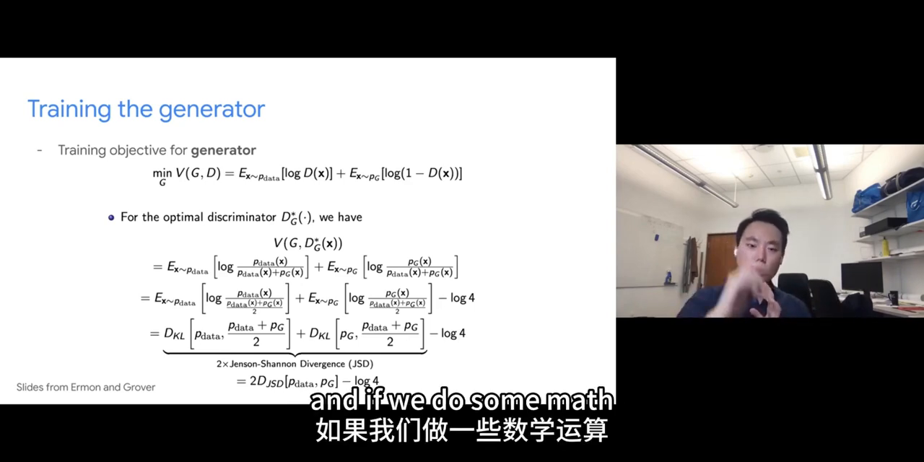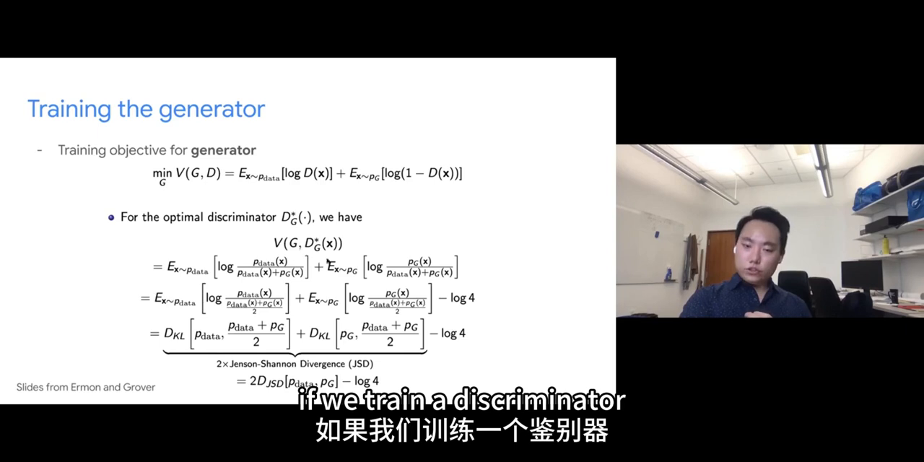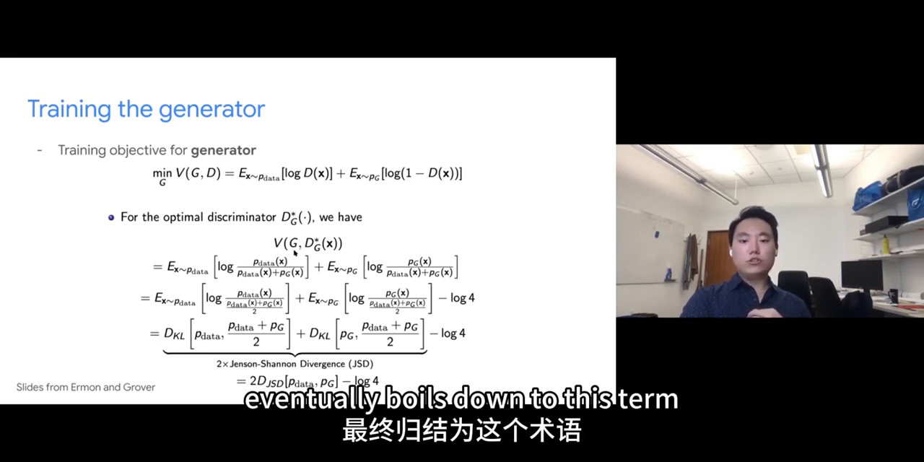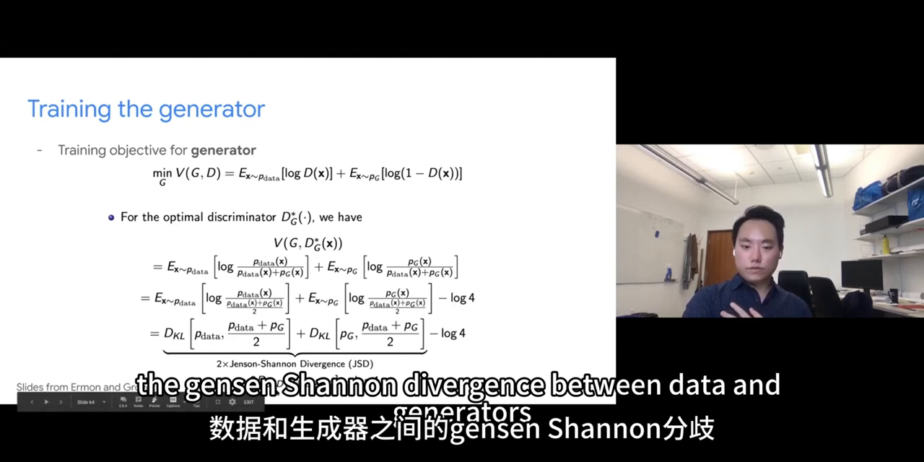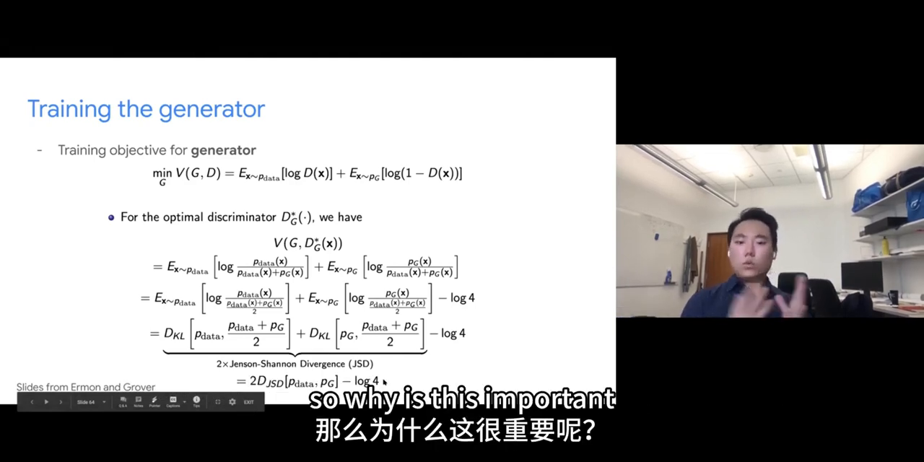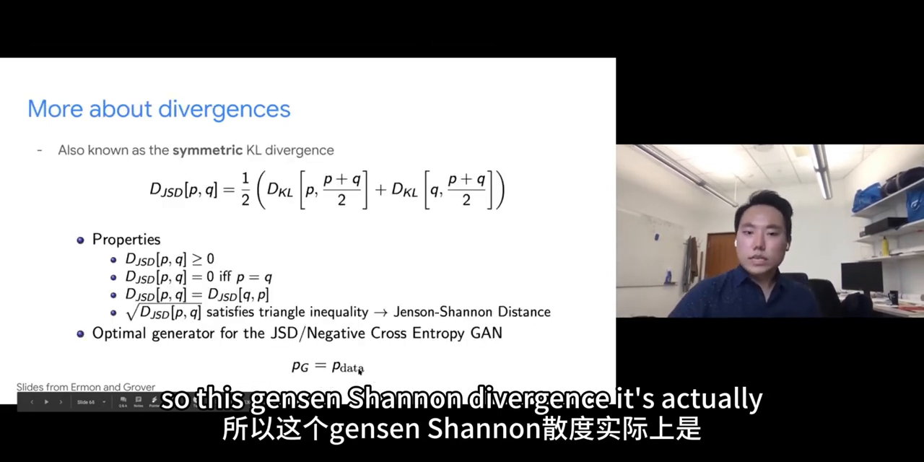And if you do some math, you can actually find that if you have an optimal discriminator, the objective function for the generator eventually boils down to this term: 2 times the Jensen-Shannon divergence between the data distribution and your model distribution, minus log 4. So why is this important? This Jensen-Shannon divergence is actually a pretty important term.